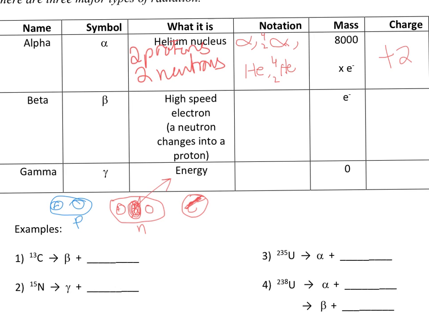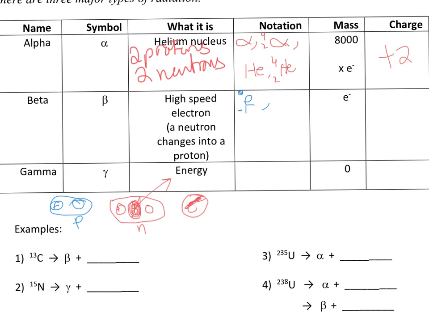So let's go back to our notation here. Since it's a high-speed electron, you can put an e, and usually we put the atomic number and the mass number. An electron has no mass number, it's 0, and its atomic number is actually -1, because it's kind of like the opposite of a proton almost.